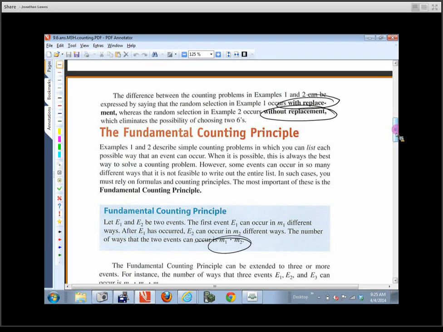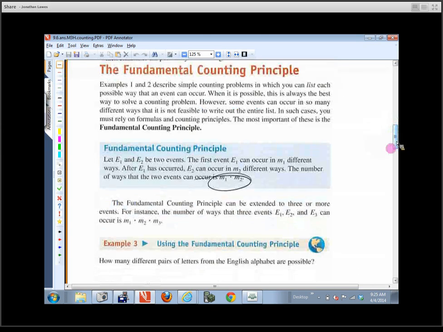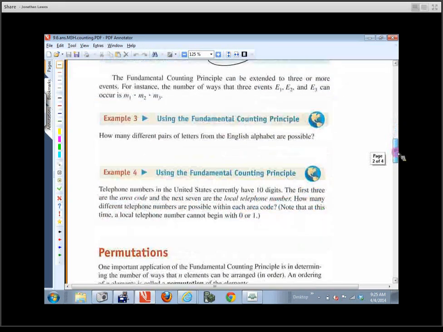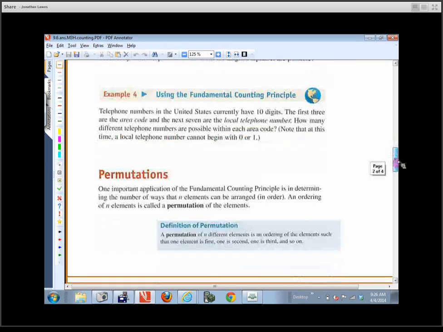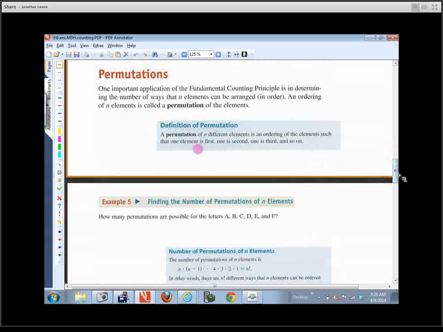Okay, I want to take a look at a couple of things then. So we talked about this fundamental counting principle that if you've got a couple of choices to make, you just figure out how many choices you have for the first one, how many choices you have for the second one, the third one, and so forth, and you just multiply them all together. But the idea of a permutation and a combination are really important.